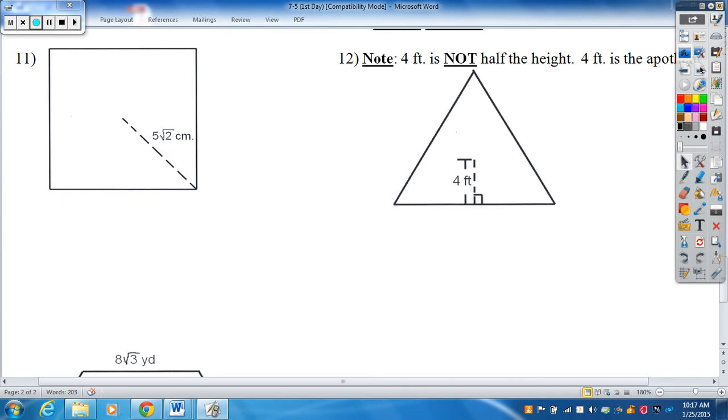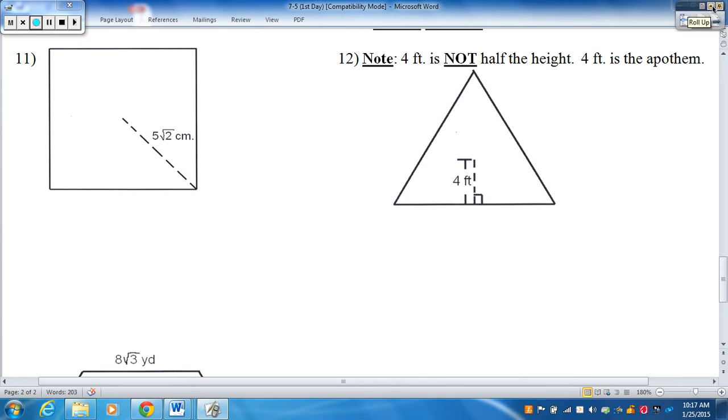The next one, if we look at that one, let's see here. Note, 4 feet is not the height. Not the height, not half the height. A lot of people want to say, okay, if this is 4, then this is 8, and I can figure things out from there. Don't do that, okay? It's a regular polygon. The apothem is not half the height. And so what I'm going to do from here, I would go ahead and draw in all your radii, okay?